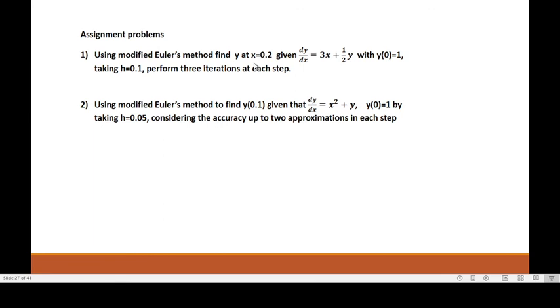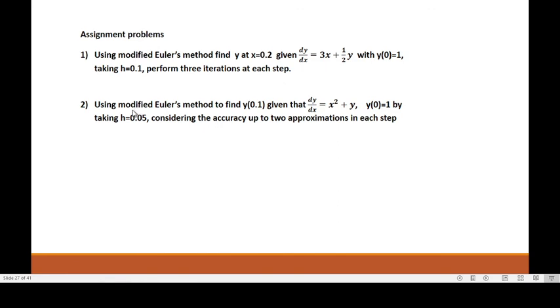We have to calculate y at x is equal to 0.1. Considering that as an initial value, we have to calculate y at x is equal to 0.2. That is, we have to perform 2 iterations. So we have to calculate y in 2 stages. Okay. Perform 3 iterations at each step means we have to use modified Euler's formula up to y1 of 3.